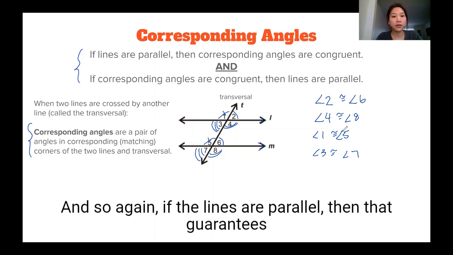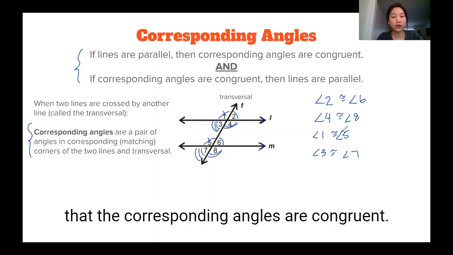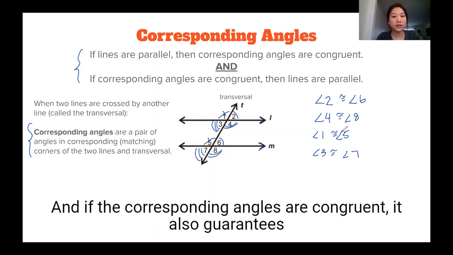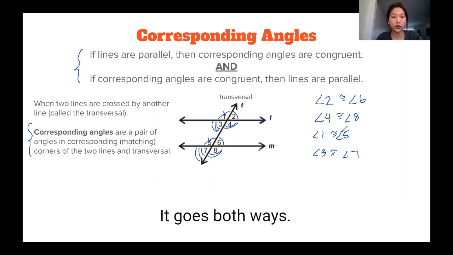And so again, if the lines are parallel, then that guarantees that the corresponding angles are congruent. And if the corresponding angles are congruent, it also guarantees that the lines are parallel. It goes both ways.